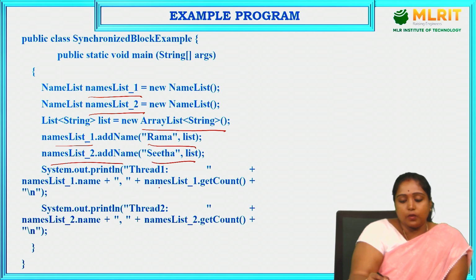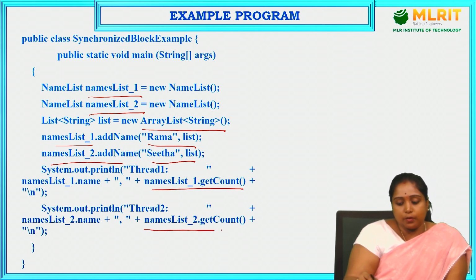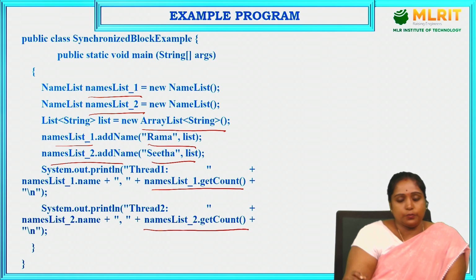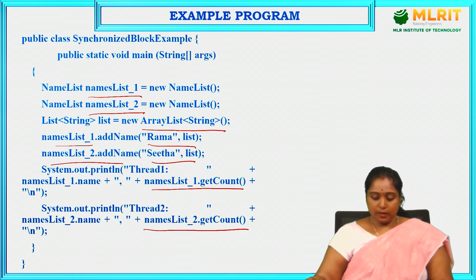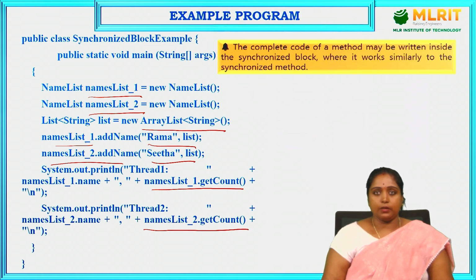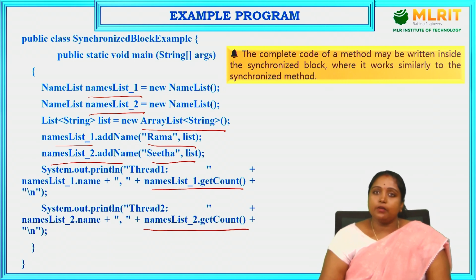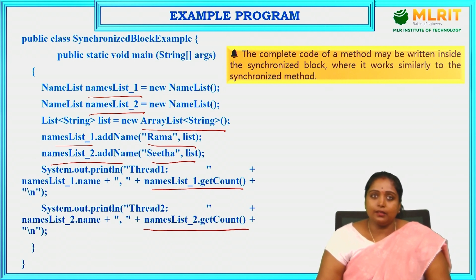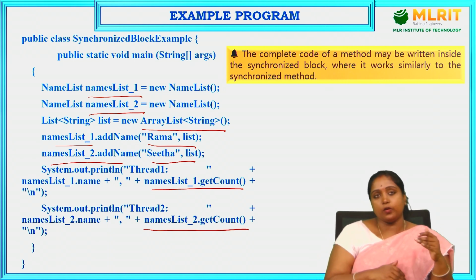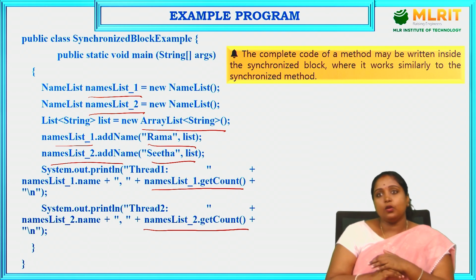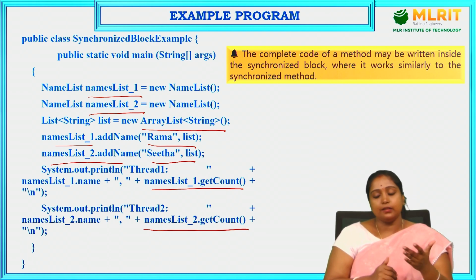I am getting the count for thread 1, and I'm going to count for thread 2. These are my two threads I'm creating. And here, if I want, I can keep the synchronized keyword for the whole block of code which is in a method. So, it works similarly to a synchronized method.